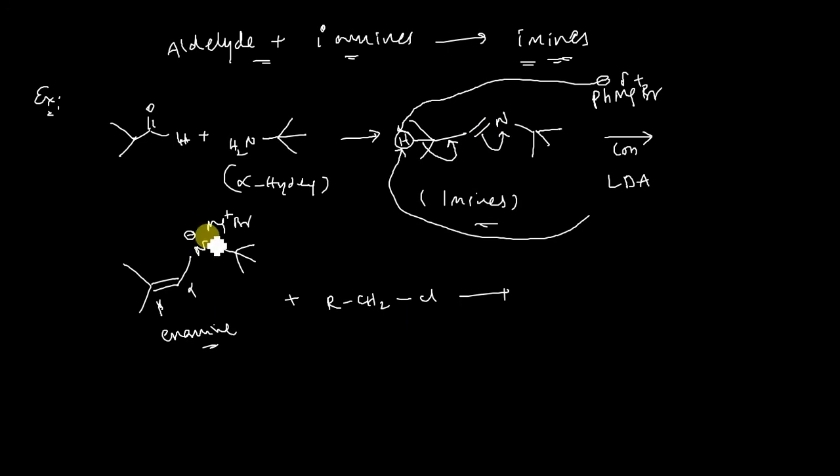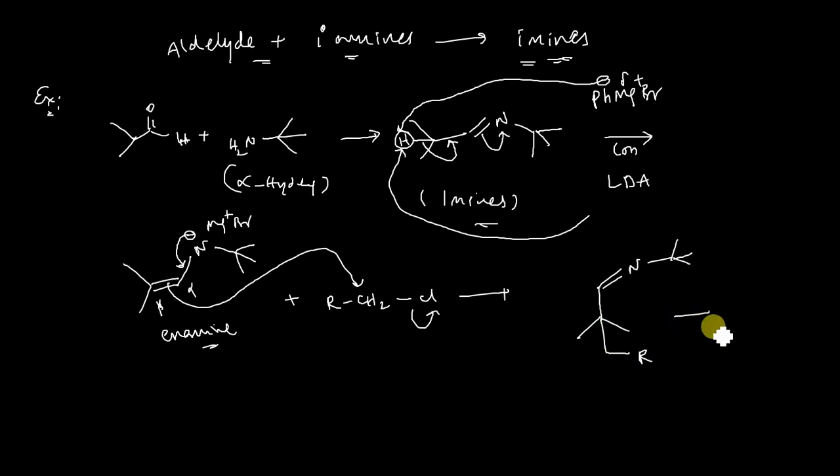So now what happens here? The alkylation of the enamine takes place. As usual, do the hydrolysis and get your aldehyde back. This also gives you the alkylated product. See?